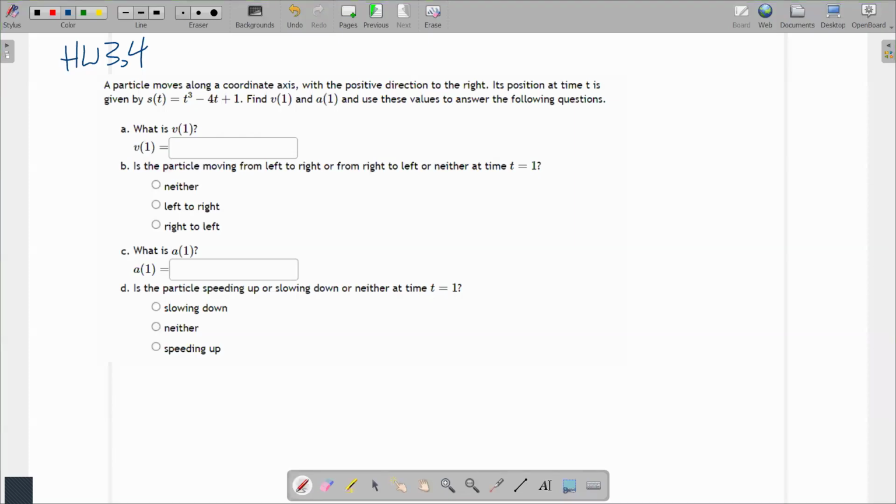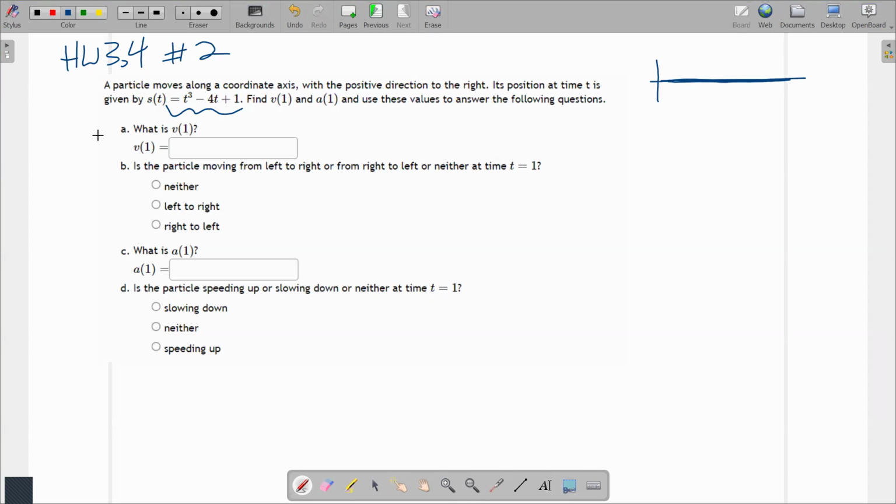All right, here we go. So this is number 2. We're given a particle that moves along a coordinate axis. Positive direction is to the right. So this particle is just moving along this line back and forth in some way. How? Well, according to that equation right there, we want to find its velocity at one, let's call it second.